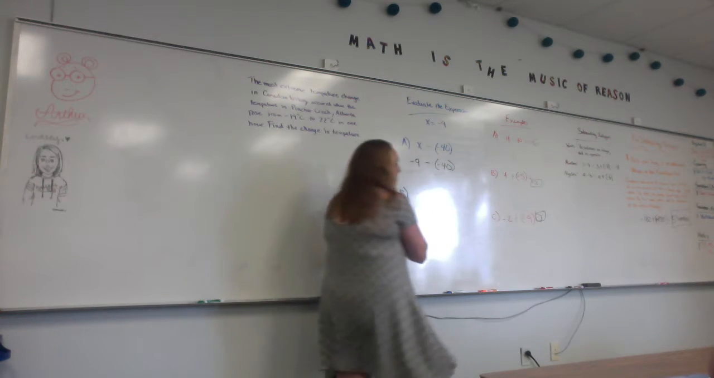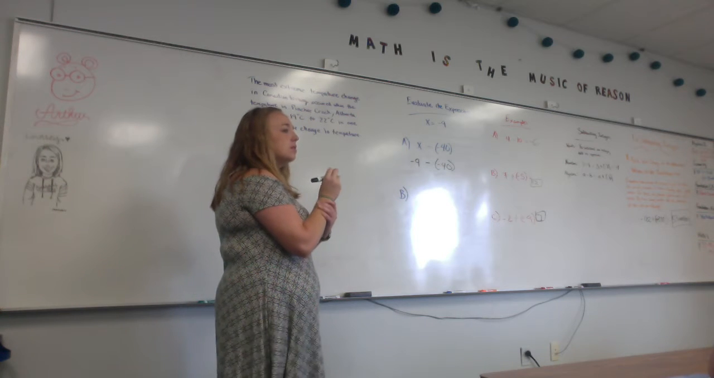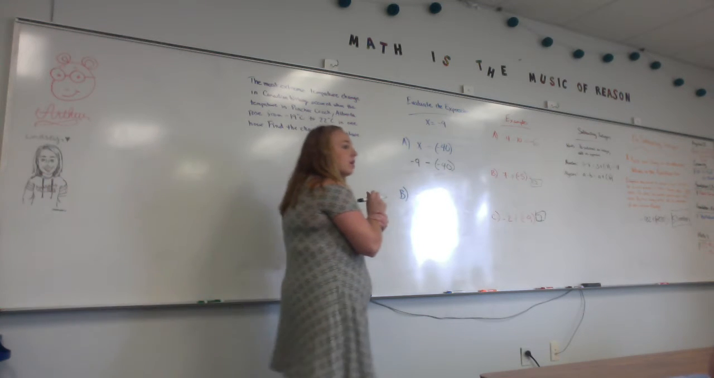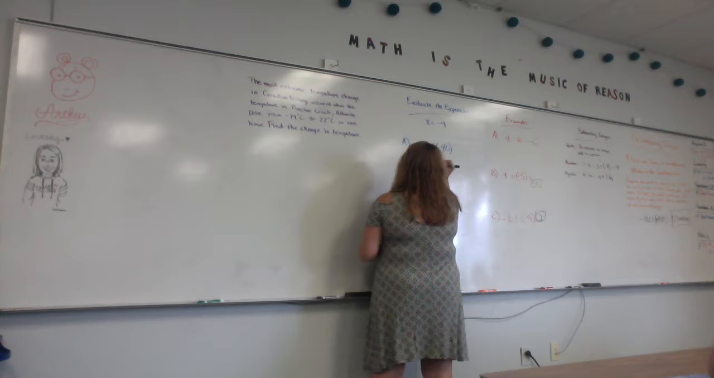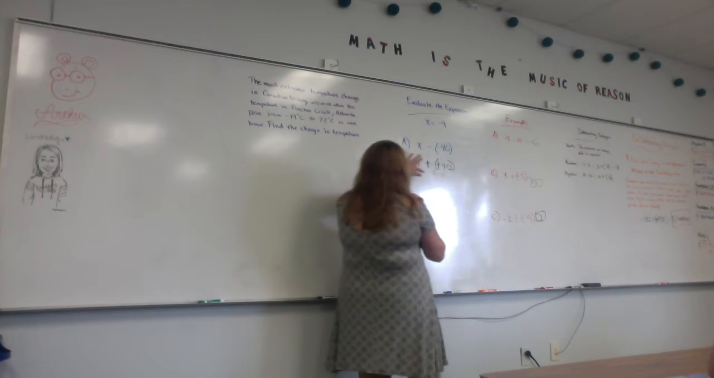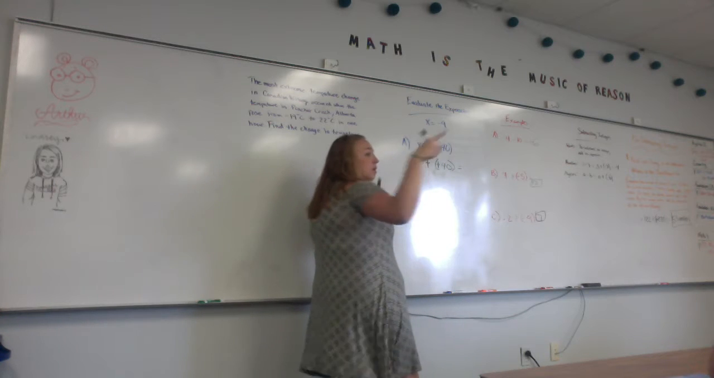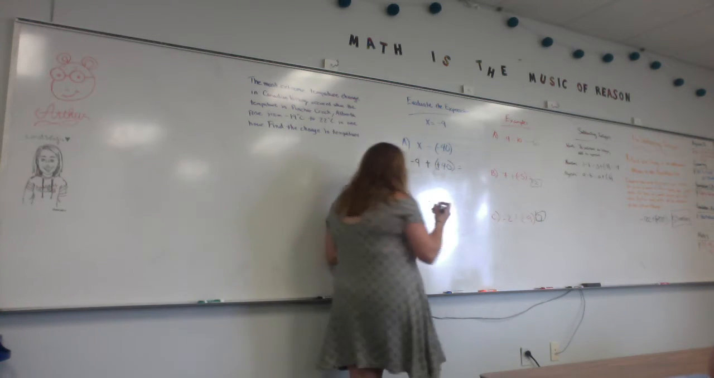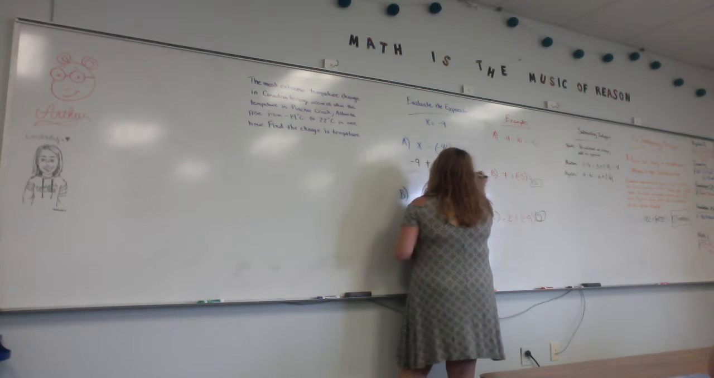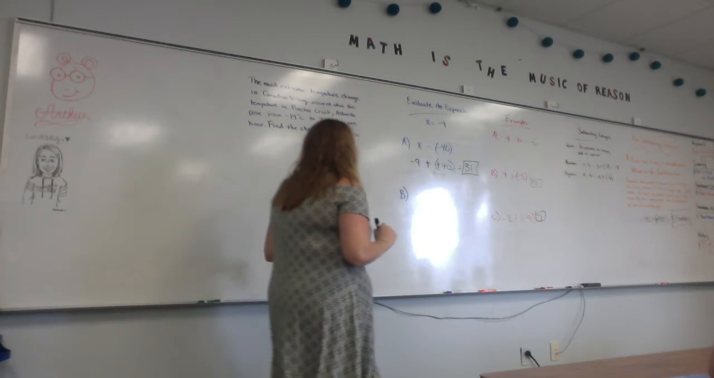What happens next? Keep going, Jason. You got it. Okay, flip. This turns to positive. So now I have -9 plus 40. What is -9 plus 40? Keep going. You got it. 31. Good. Awesome. 31 is my evaluation of that.